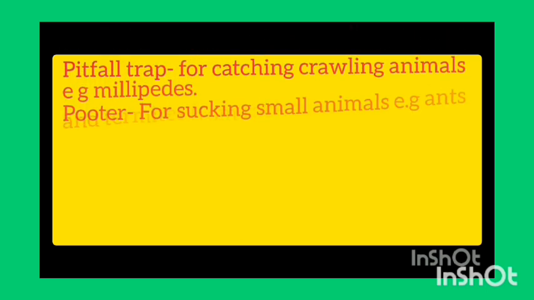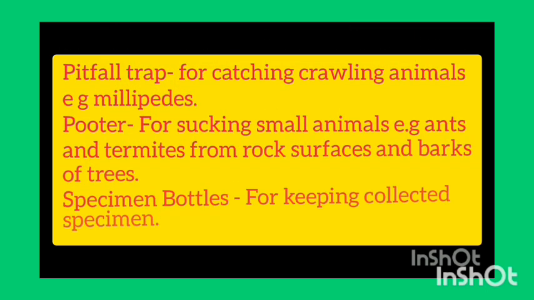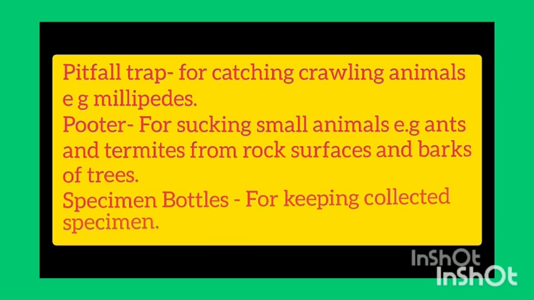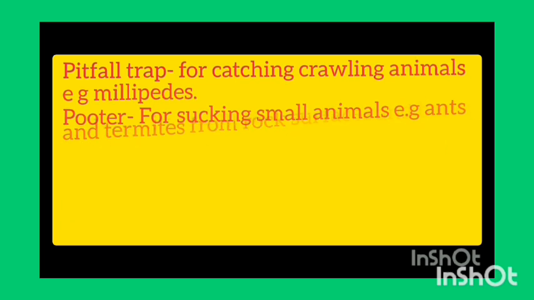The other apparatus is the pitfall trap, which is used for catching crawling animals like millipedes. The other one is the pooter, which is used for sucking small animals like ants and termites from rock surfaces and barks of trees. Specimen bottles are used for keeping collected specimens.